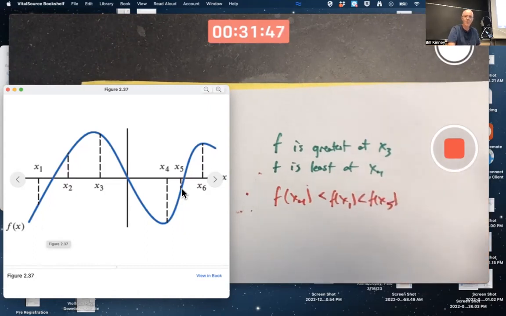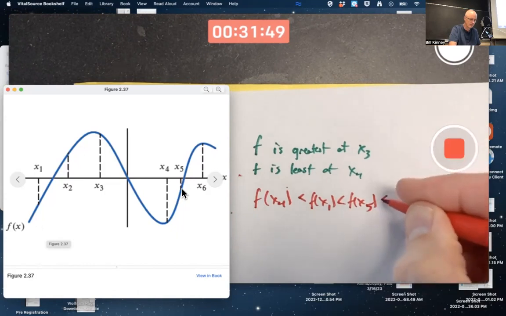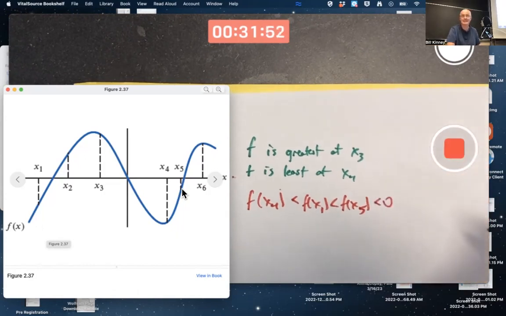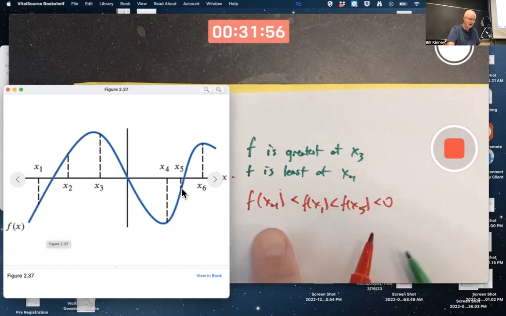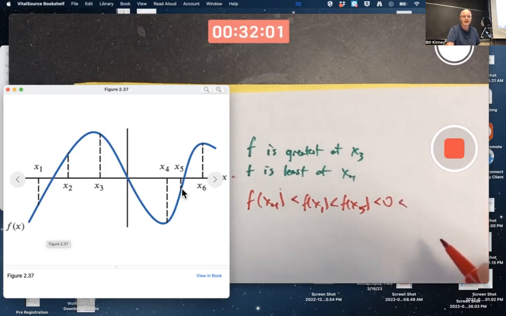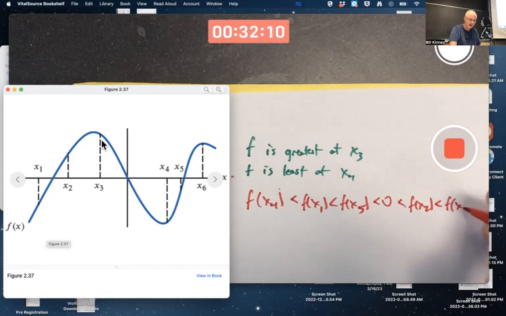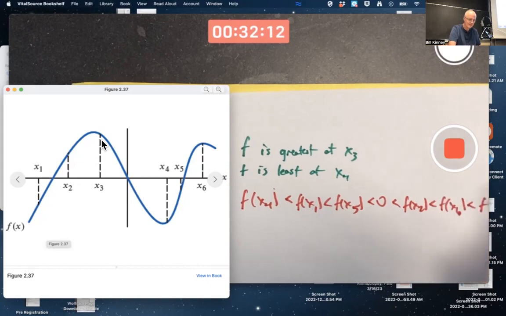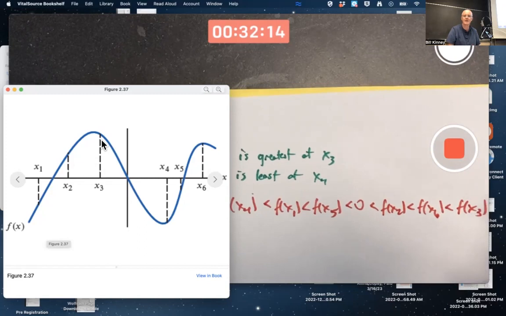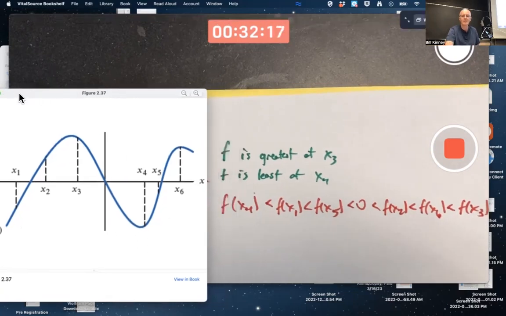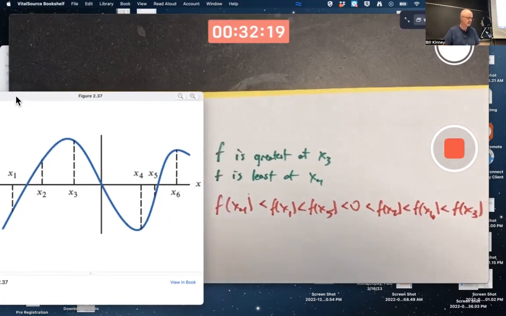I might want to add, where is the number 0 in all this? 0 would be next. 0 is not an output at one of these marked points, but it is indicating all these numbers are negative. Then it looks like f of x2 is next, then f of x6, then finally f of x3. I have asked this kind of a question on an exam in the past. But again, there's no calculus there.